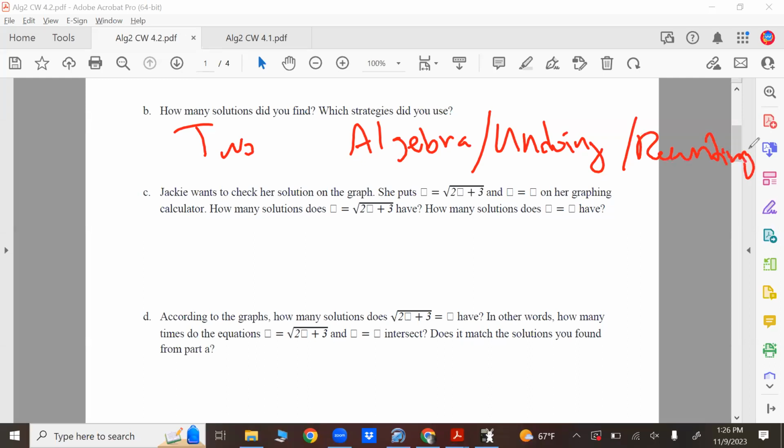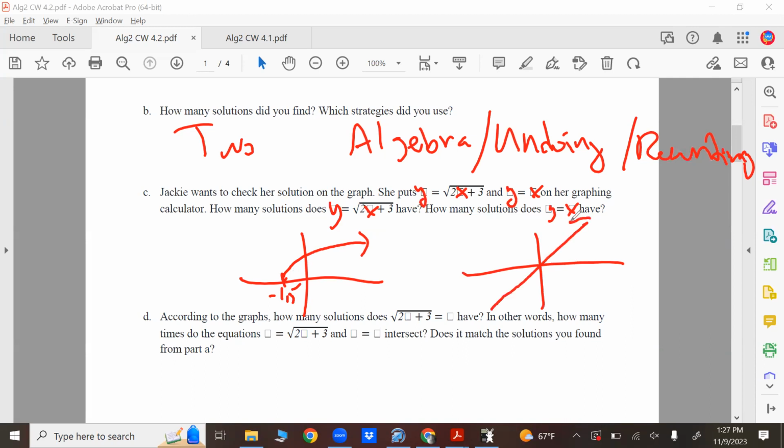And also some rewriting. Now, she wants to check her solution. So she lets y equal the square root of 2x plus 3, and she lets y equal x. So now, how many solutions do you see for y equals root 2x plus 3? Well, if you were to actually graph that, and just kind of trust me on this one, it looks like it touches the x-axis once, at negative 1.5. I'll graph it for you guys in Desmos.